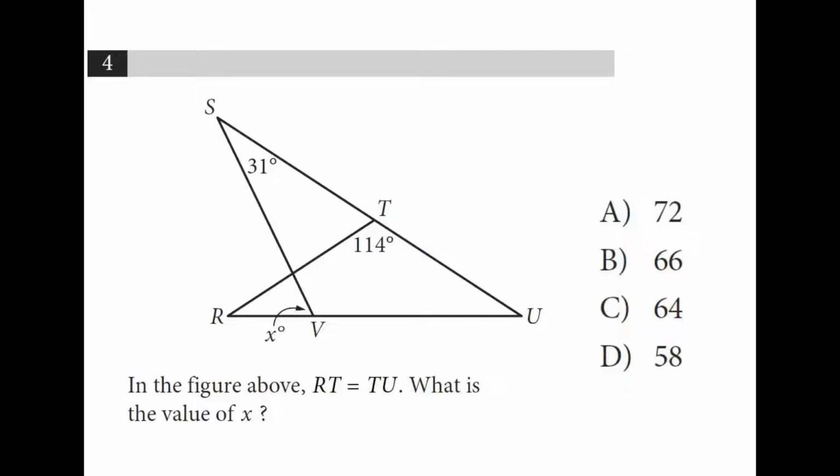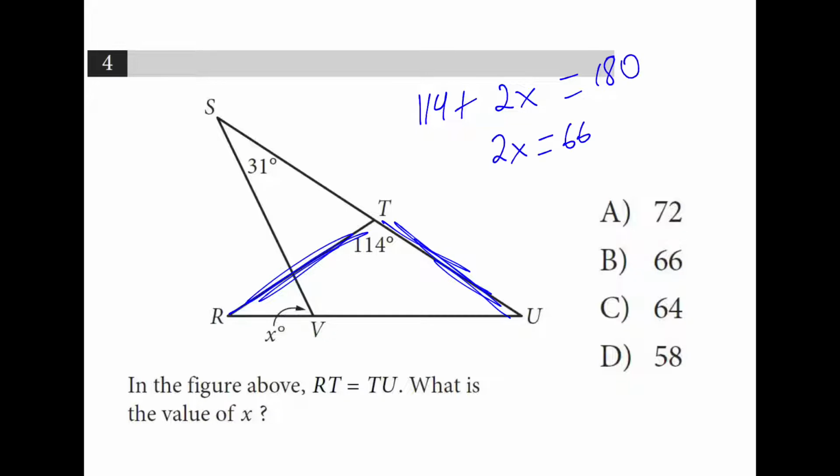So if RT is equal to TU, then we're looking at an isosceles triangle. So the base angles are the same. And all these angles have to add up to 180. So 114 plus 2 of the base angles is equal to 180. I subtract, I divide, and that tells me that this angle is 33 degrees and this angle is 33 degrees.